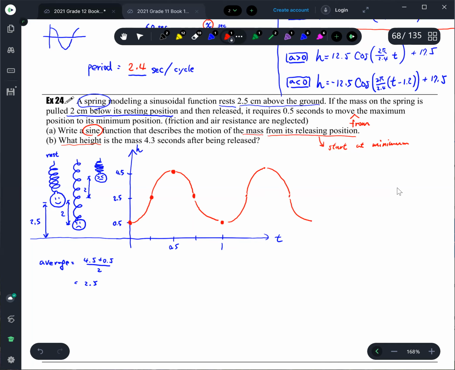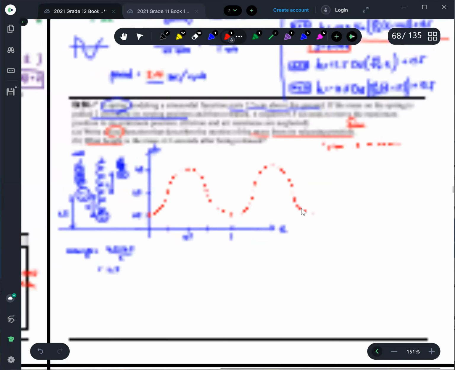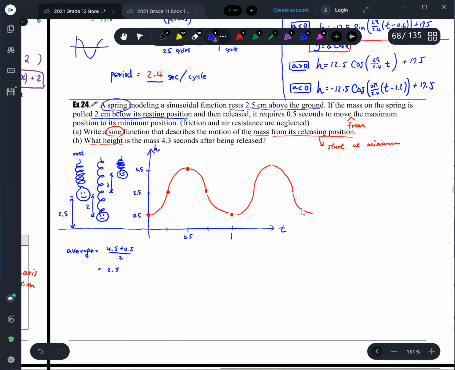Okay, so it takes another second to do another cycle. So that's the graph, okay? Once you get to here, everything else is the same as before. So now I'll let you carry on the rest, okay? Please write a sine function, okay?